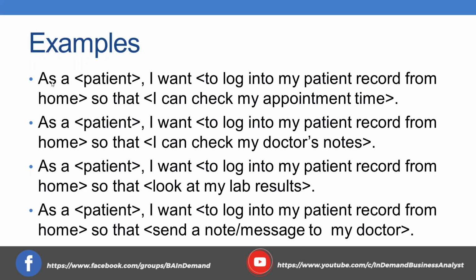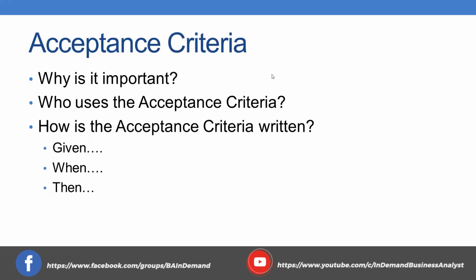So if you read the first example, as a patient, I want to log into my patient record from home so that I can check my appointment time. Each and every person, we have a couple of people on the call right now, each and every one of you may interpret this differently. And therefore, it isn't a complete user story without the acceptance criteria.